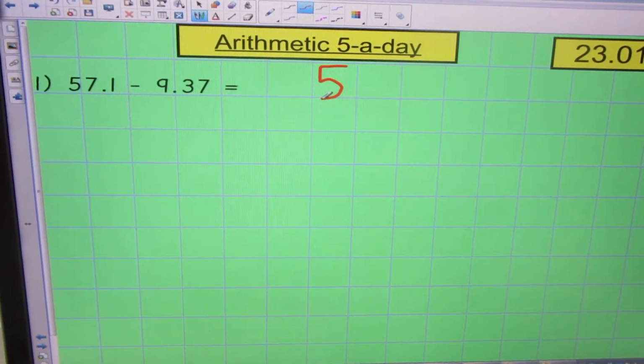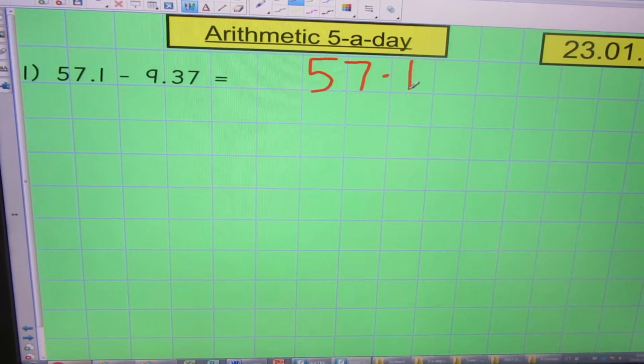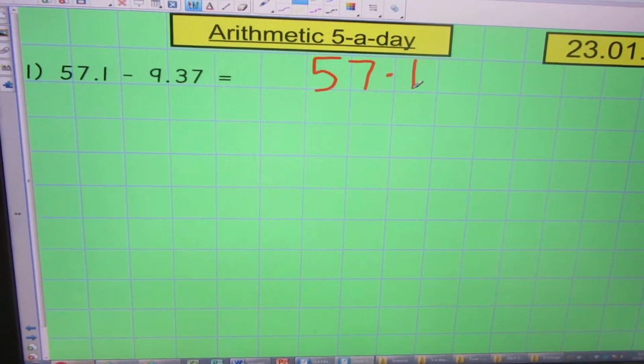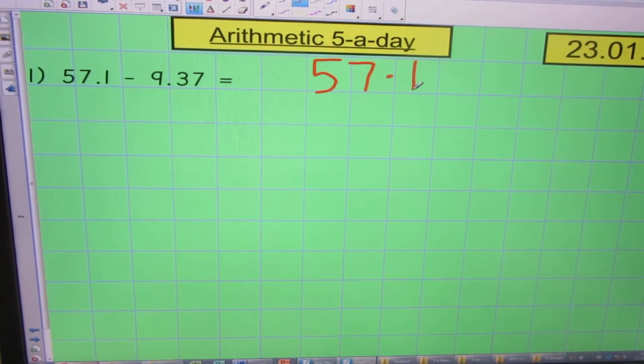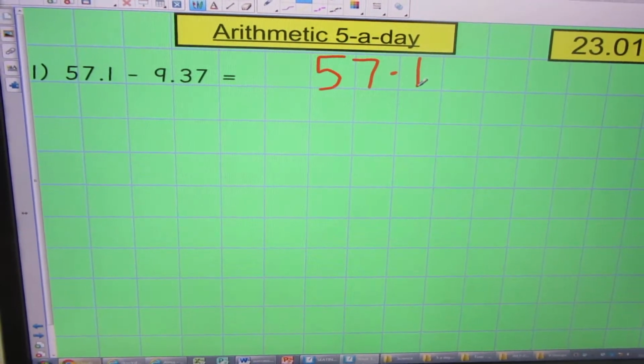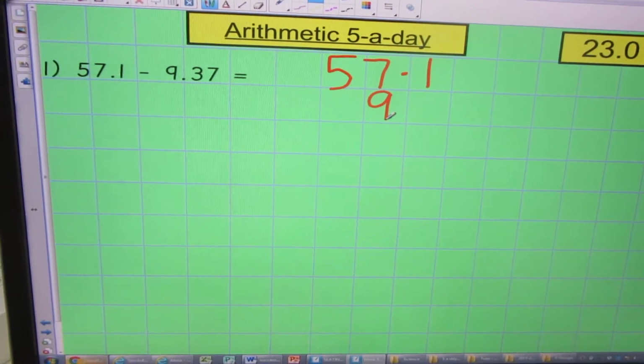So I've got 57.1, take away 9.37. Where does my 9 go? What column does my 9 go in? Toby? It goes under the 7. Goes under the 7. What column is that called? Ben? Tens. Is it my tens?